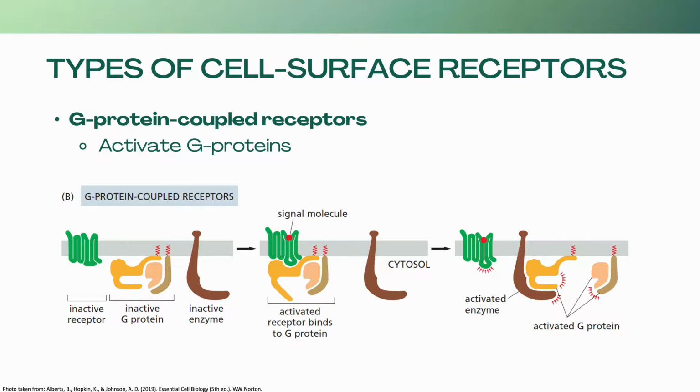In this figure, we can see how the G protein coupled receptor activates the G protein. So here we can see the 3 inactive parts of this pathway: the inactive receptor, inactive G protein, and an inactive enzyme. Once the receptor detects the signaling molecule, it then binds to the G protein and then activates it. And in turn, the G protein can activate the enzyme or another type of pathway inside the cell.